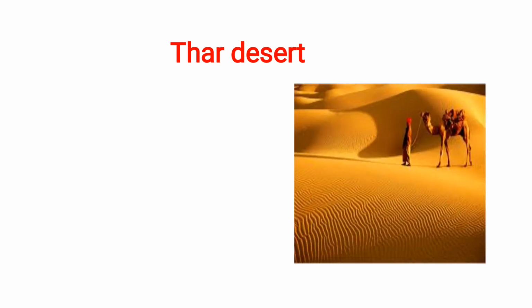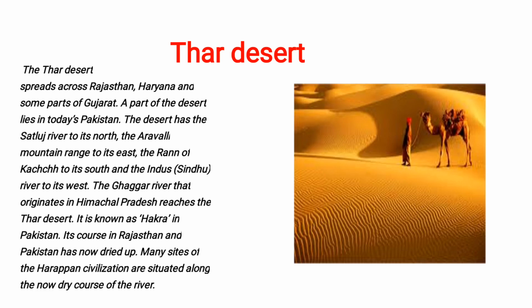Next region is the Thar Desert. As you know, what is a desert? The land which is covered by sand is called a desert. The Thar Desert spreads across Rajasthan, Haryana and some parts of Gujarat. A part of the desert lies in today's Pakistan. The desert has the Satluj river to its north, the Aravalli mountain range to the east, the Rann of Kutch to its south, and the Indus, that means Sindhu river, to its west.